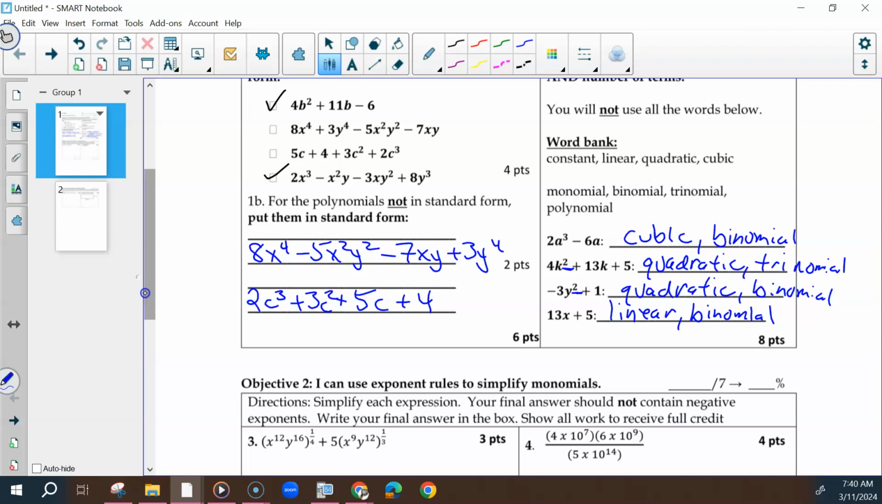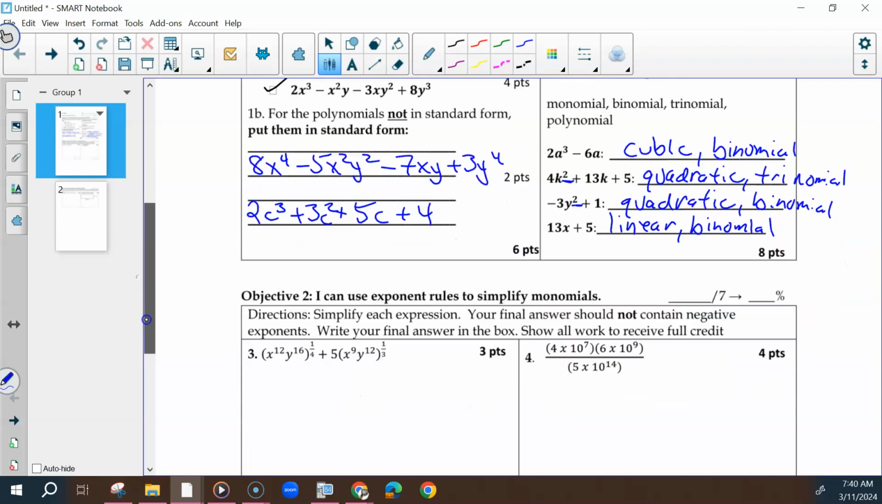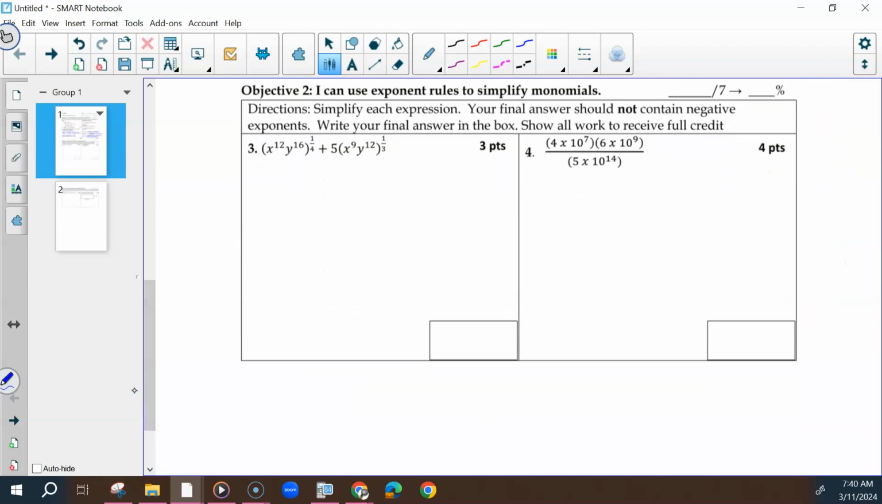Okay, other questions here? Okay. And then for this, we are raising an exponent to another exponent, so we are multiplying the exponents on the inside. So this should have been x to the 3rd, y to the 4th. You can leave them in parentheses, take them out, it doesn't matter. I am going to leave this one in parentheses just for a second.